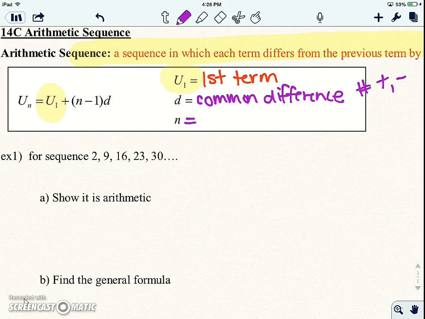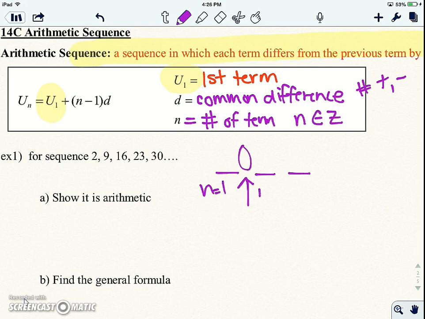And n is the number of the term, and n has to be an element of the integers. You couldn't have term 1 1/2. You either have the first number or the second number or the third number. There aren't any numbers that live halfway in between. So n has to be an integer.